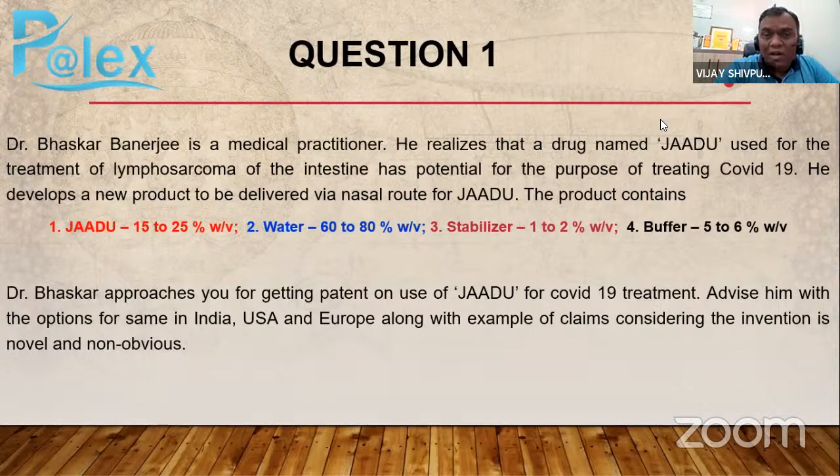Dr. Bhaskar approaches you for getting a patent on use of Jadoo for COVID-19 treatment. Advise him with the options for the same in India, USA, and Europe, along with examples of claims, considering the invention is novel and non-obvious. So this is the question that you have got. I would say it is for 10 marks.